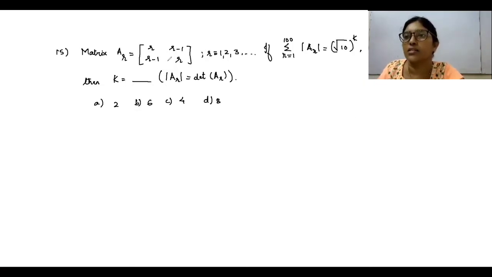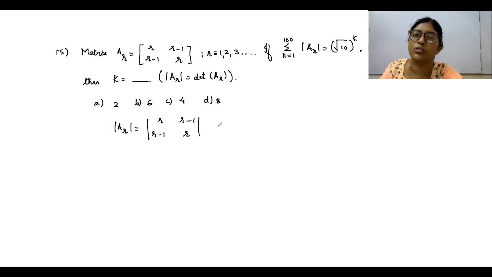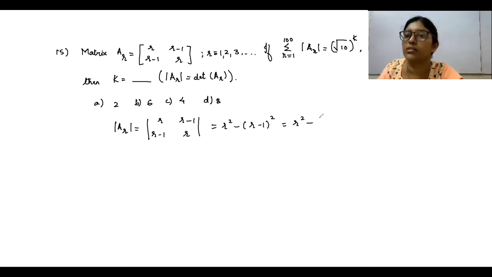Matrix AR is given over here and R is 1, 2, 3 and so on. We have to look for determinant value of AR. So let's find determinant of AR is R minus 1. Let's find it out. What is it? R square minus R minus 1 whole square, which is R square minus, okay. So finally it is 2R minus 1.